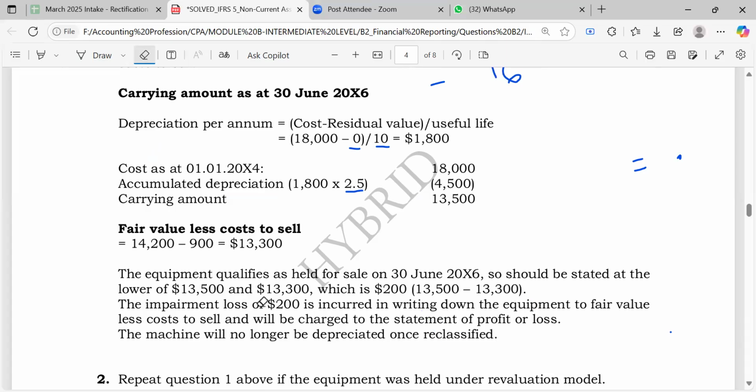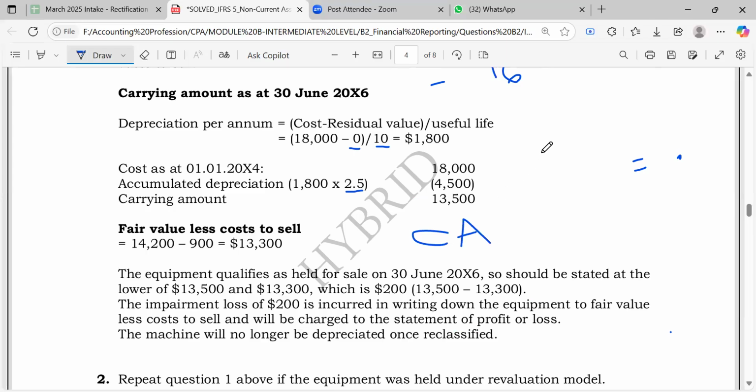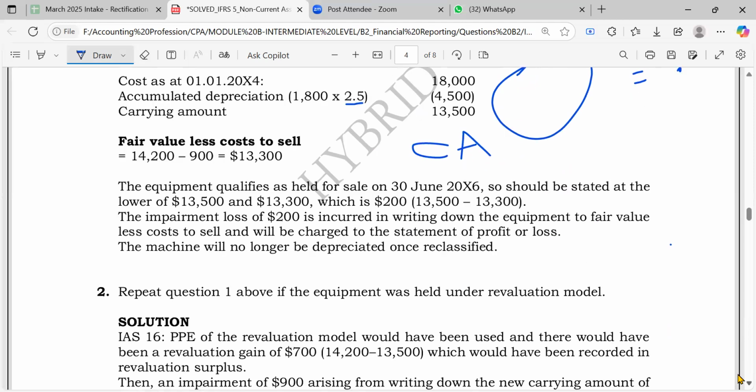So you're told the impairment loss of 200 is incurred, writing down the equipment to fair value less cost to sell, and it'll be charged to the statement of profit or loss. The machine will no longer be depreciated once you reclassify it, right? Yes. In the accounting treatment, you also say the machine will no longer be a non-current asset. It will be a current what? Asset. Yes, simply speaking, if you explain that double entry, everything would be fine. You would say the asset would be derecognized from non-current assets, and it will be recognized as a current what? Current asset held for sale.